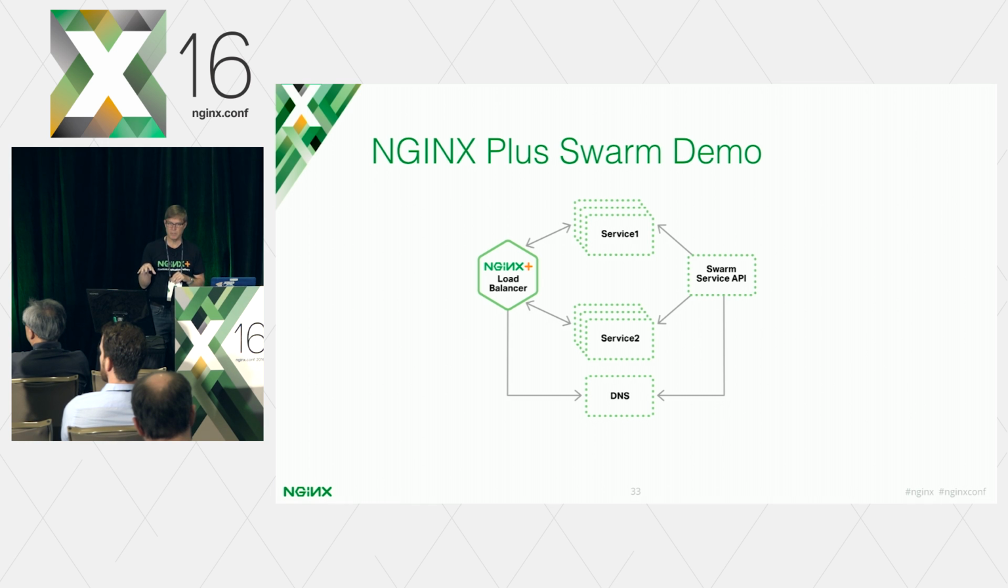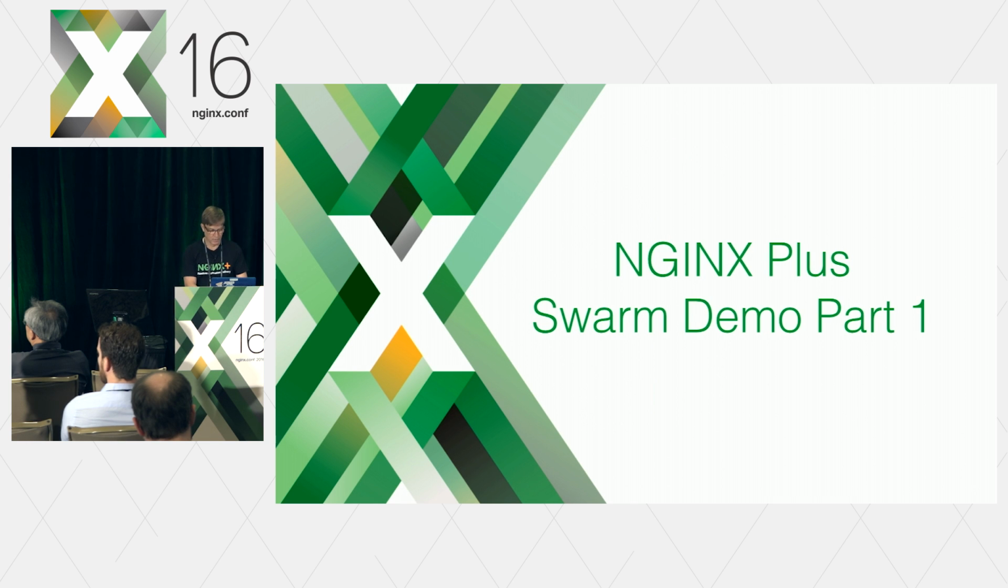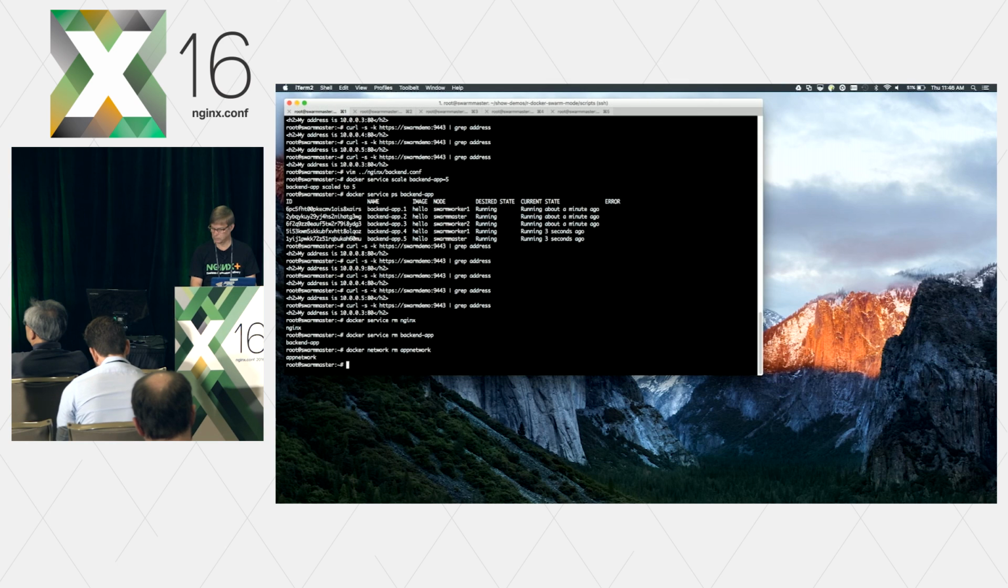Again, the Swarm Service API is what scales them up and down. It updates DNS, and then NGINX gets updated because it's checking DNS. So that's how that forms a whole loop there. All right, so this is part 1, so we'll show that.